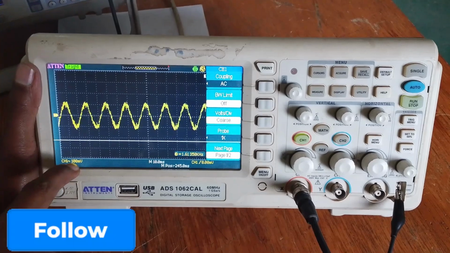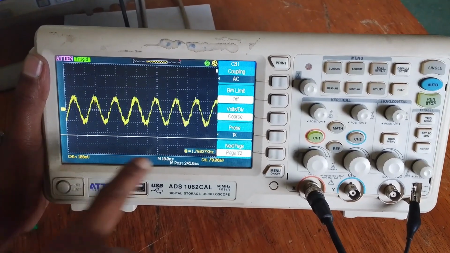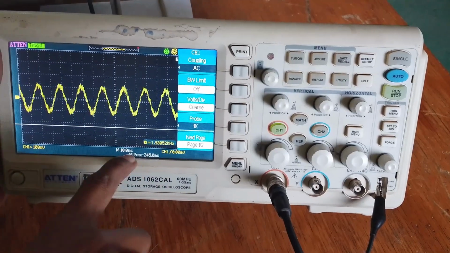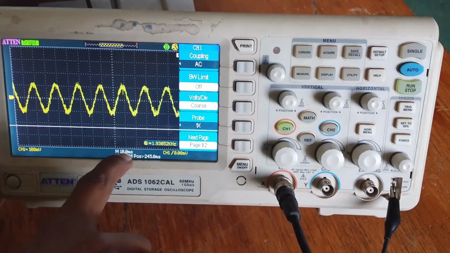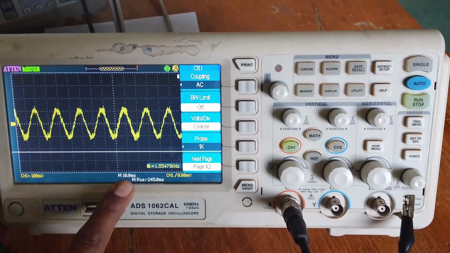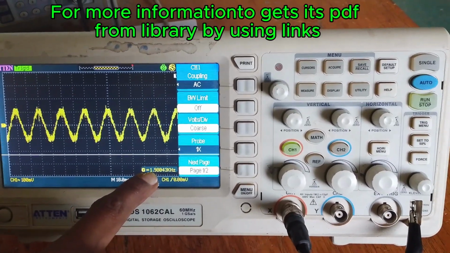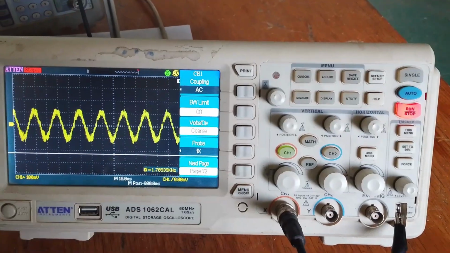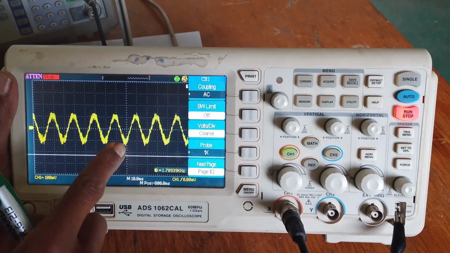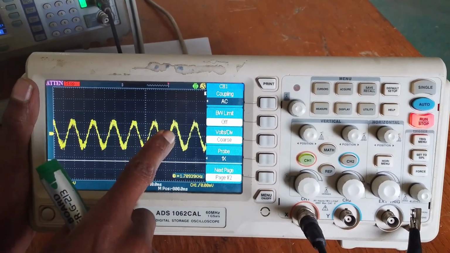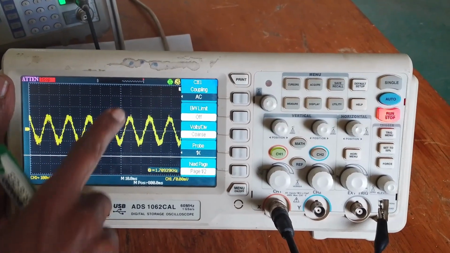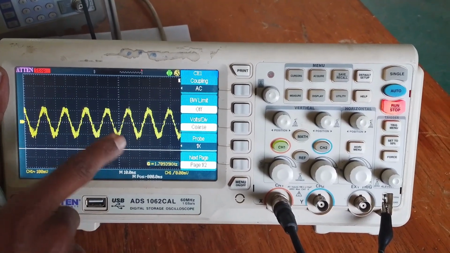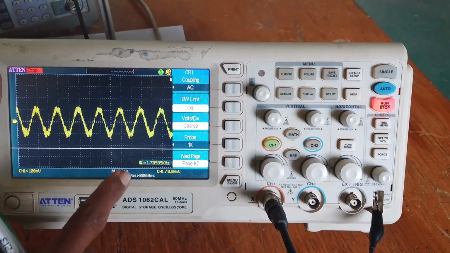My voltage per division is 100 millivolts. My time per division is around 10 microseconds. So the frequency is obtained from that, because we can get the frequency from the full spread. That means one full spread is called the inverse of frequency. So frequency is the inverse of this spread. So the spread can be calculated from this one.